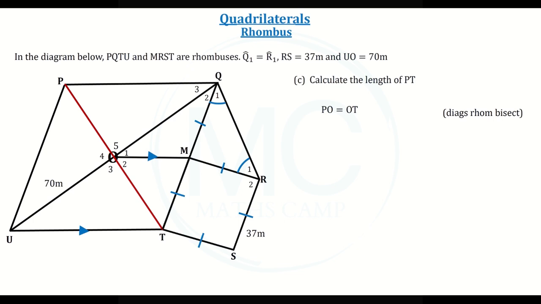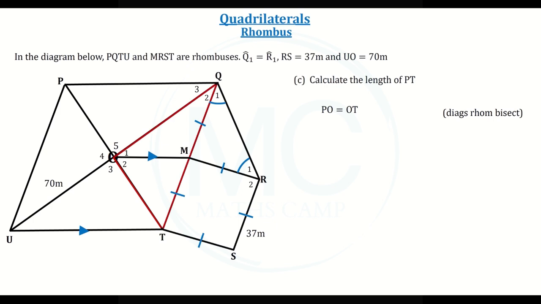So let's focus on OT for now. Let's make this section red. Now OT is part of numerous triangles, so let's see if we can use one of these triangles to find the length of OT. We already have some information about QT. So OT sits in triangle QOT, so let's make this whole triangle red.